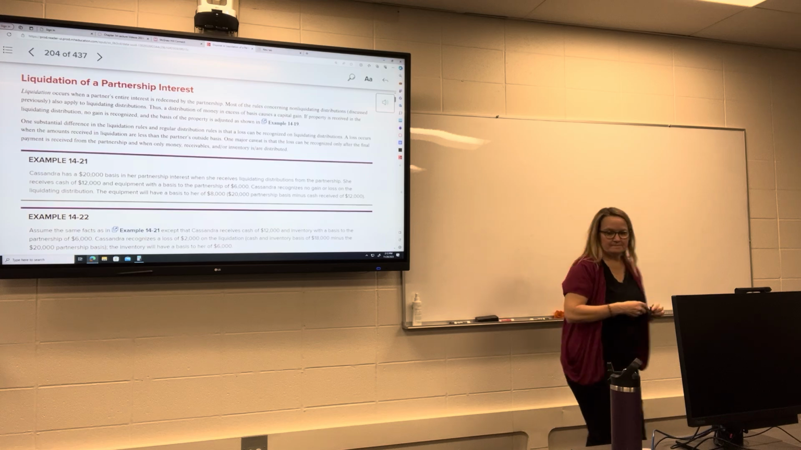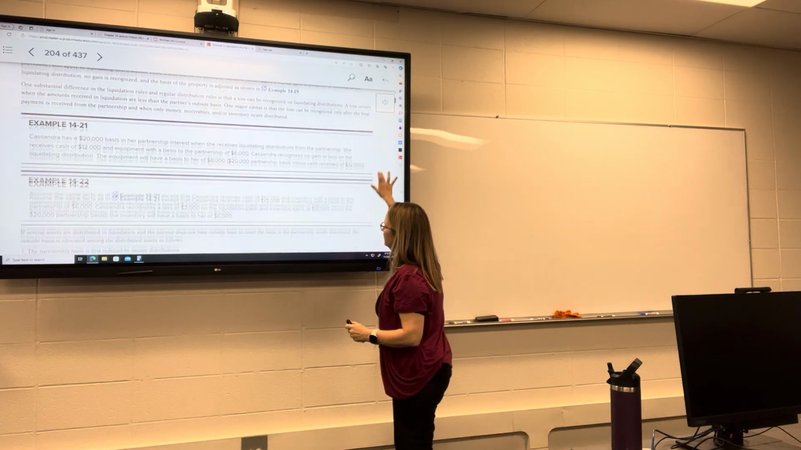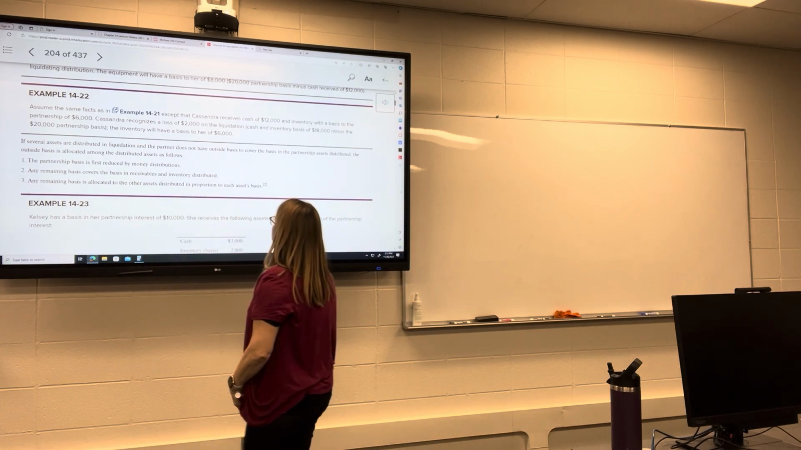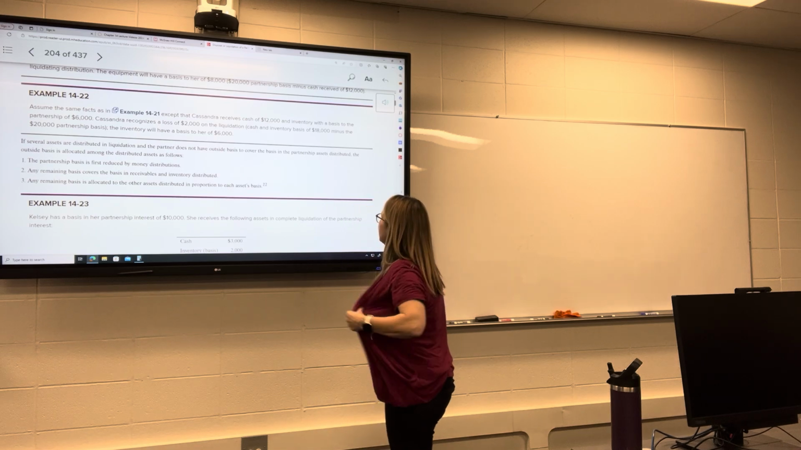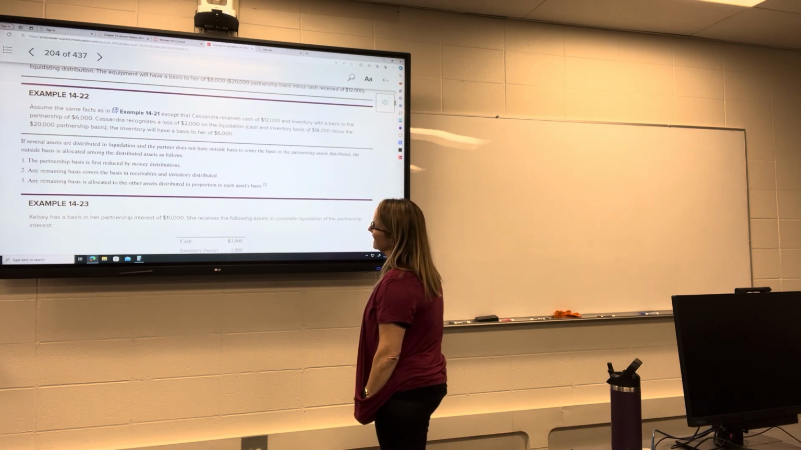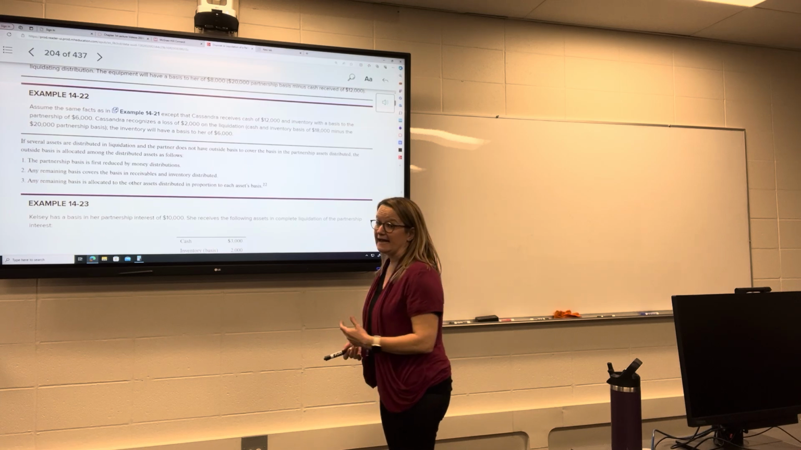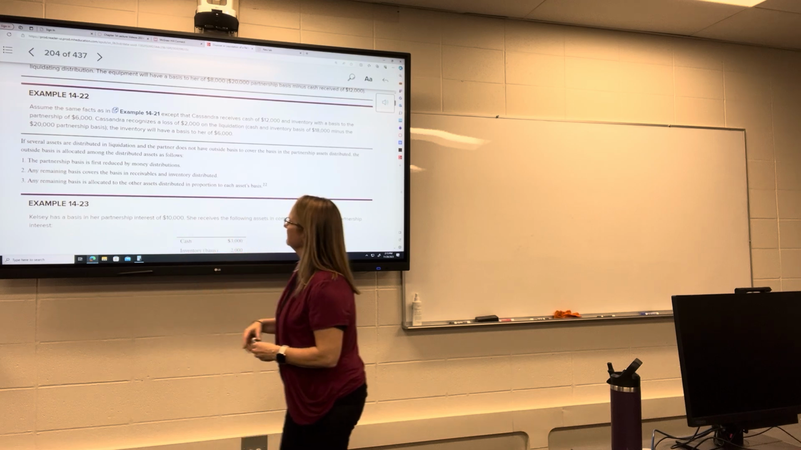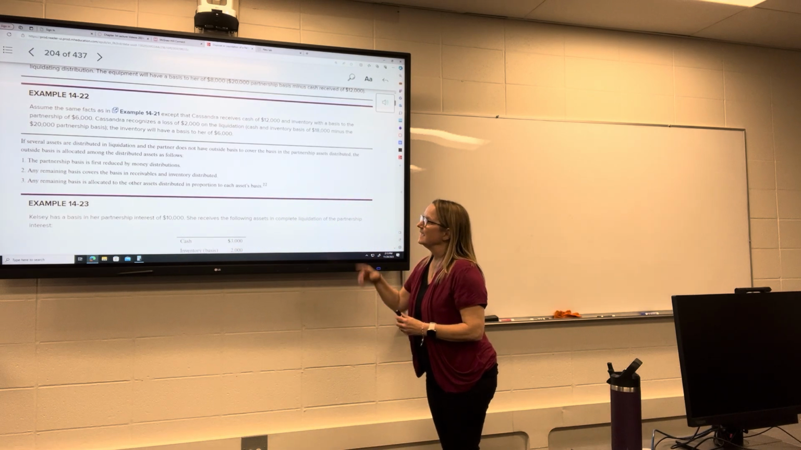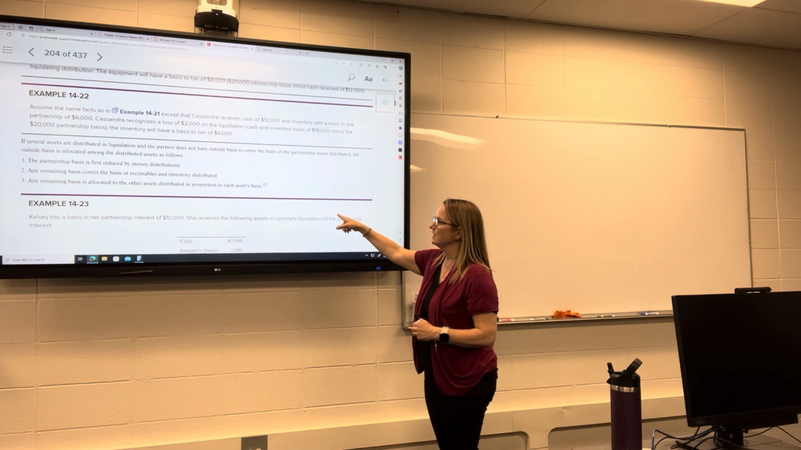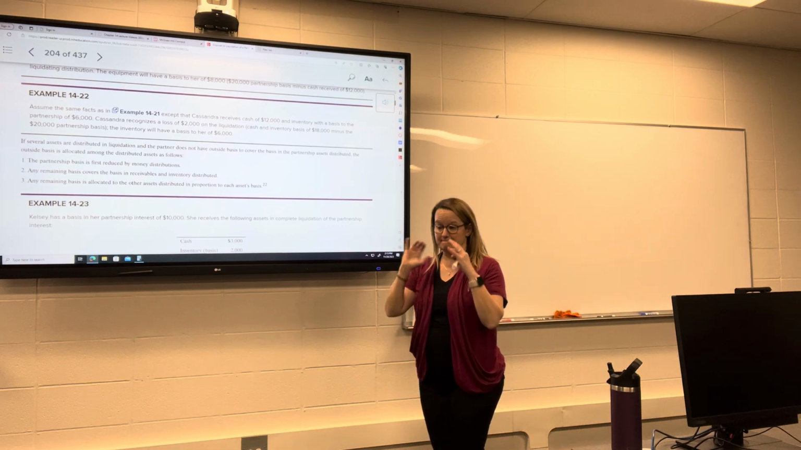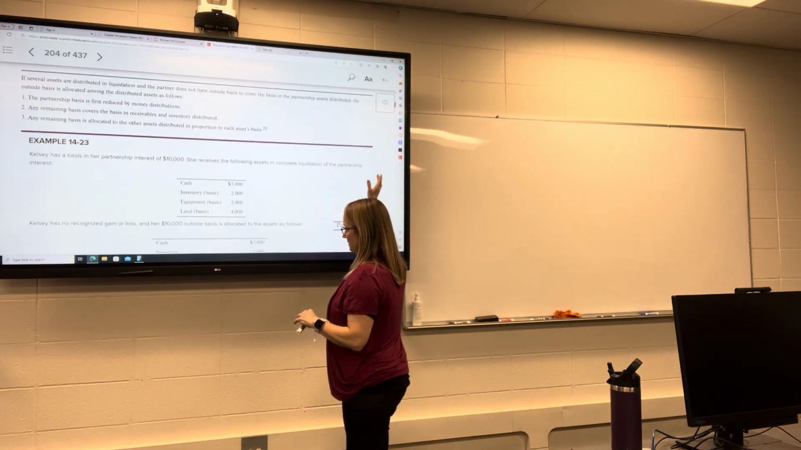Alright. So that's a liquidating distribution. So if several assets are distributed in liquidation, the partner does not have outside basis to cover the basis in the partnership assets distributed. The outside basis is allocated among the distributed assets as follows. First, the partnership basis is reduced by any cash. Next, any remaining basis would cover the basis in receivables or inventory. Any remaining basis is allocated to other assets distributed in proportion to each asset's basis. So this is if you've got multiple types of assets that were distributed.